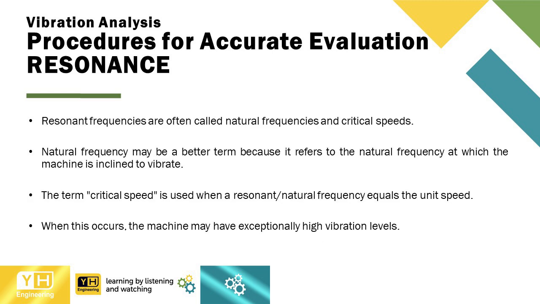Resonant frequencies are often called natural frequencies and critical speeds. Natural frequency may be a better term because it refers to the natural frequency at which the machine is inclined to vibrate. The term critical speed is used when a resonant/natural frequency equals the unit speed. When this occurs, the machine may have exceptionally high vibration levels.